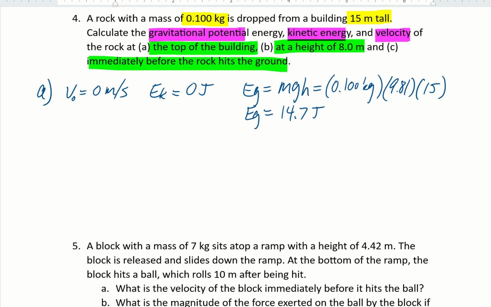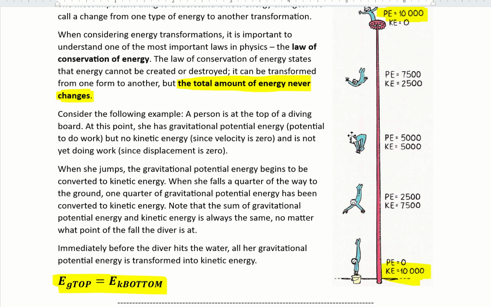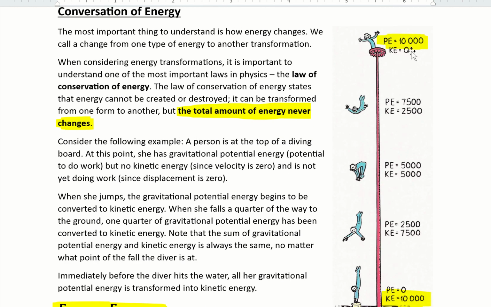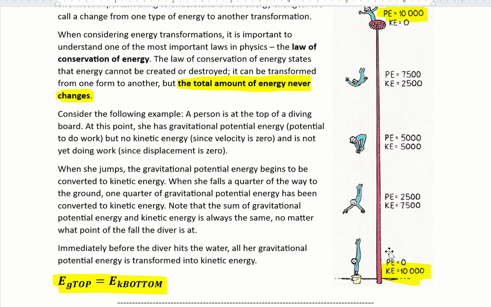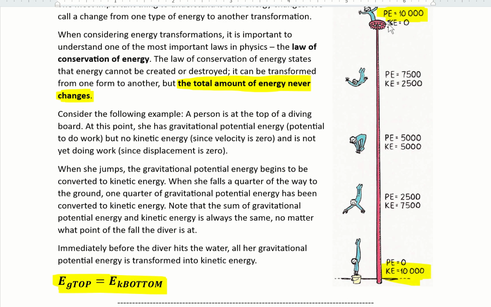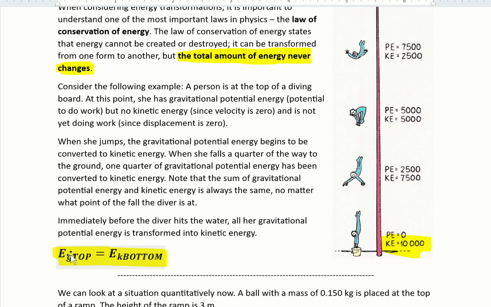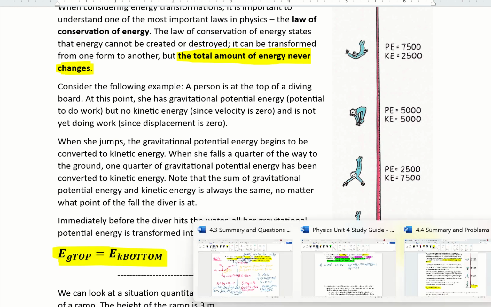Now again, I'm going to go back to this. So my kinetic energy is 0. My potential energy in the problem is 14.7 joules. I cannot at any point have more than 14.7 joules, and the sum of my potential energy and my kinetic energy has to add to 14.7 joules. Okay? Another thing to take note of, the gravitational potential energy at the top has to equal the kinetic energy at the bottom.